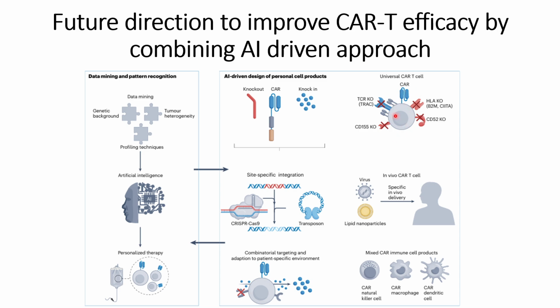It is a CAR T cell. It has the antigens against the tumors, and it will have some of the genes that are knocked down, that is CD155, CD52, HLA KO, as the expression of these receptors might interact with the tumors, and that leads to the suppression of the tumor activity.